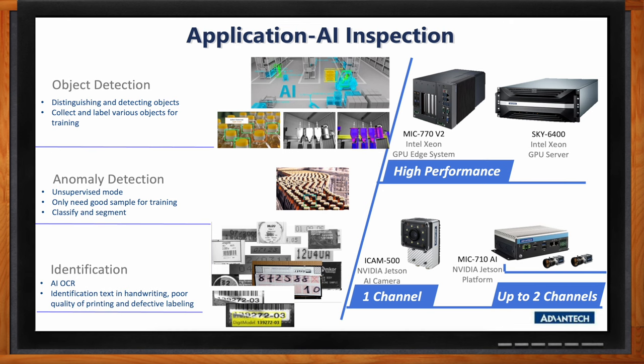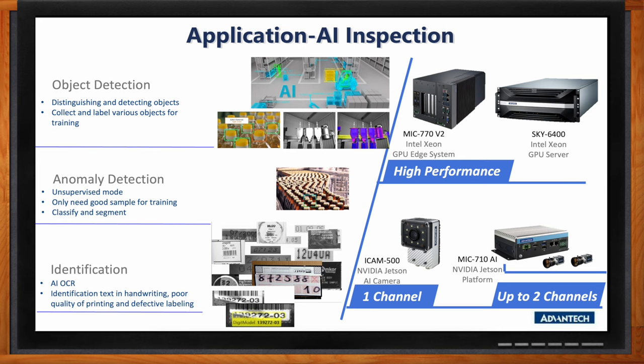detecting objects that require the customer to collect various samples for labeling and classification. Anomaly detection is more of an unsupervised learning approach, which only requires a few simple images to learn. It's used to identify patterns, events, or data points that deviate significantly from normal or expected behavior in the data set.